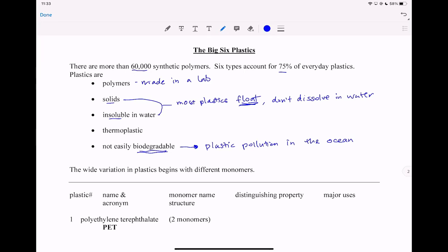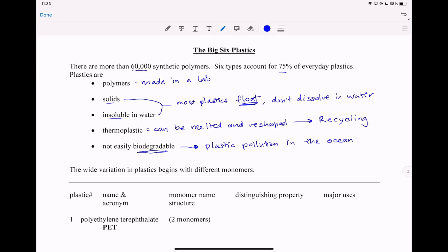So there are some alternatives and some developments in plastic which are biodegradable, and that's good. And we'll also get to that next time. But because plastics are thermoplastic, which means they can be melted and reshaped, this opens up the possibility of recycling.